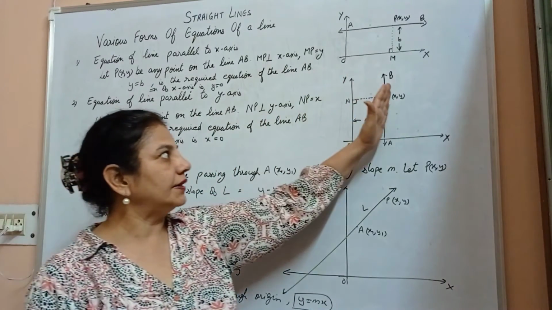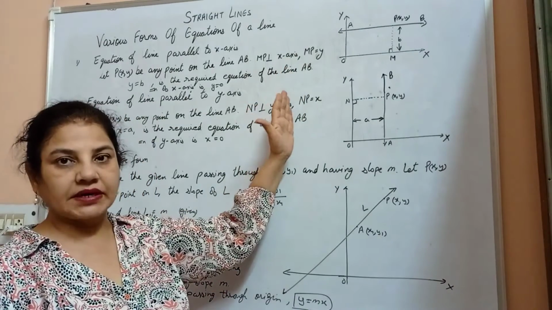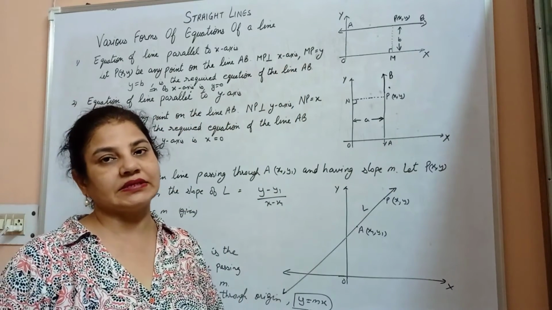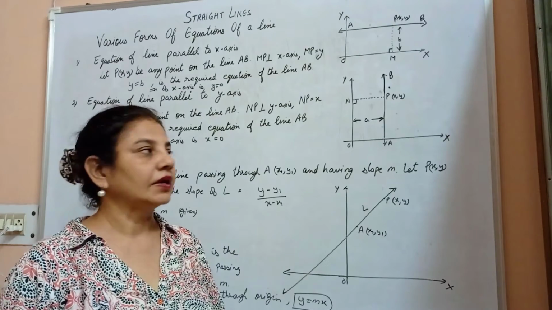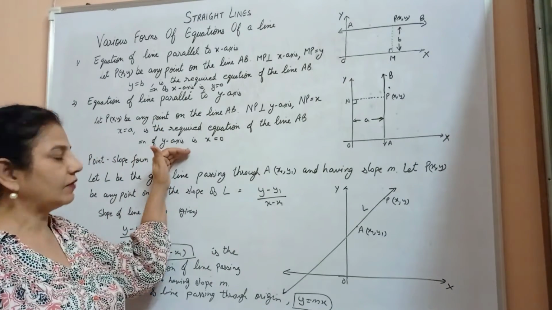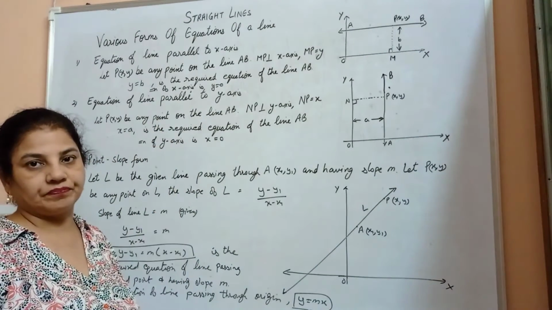And if this line is drawn in the second quadrant, then we say x is equal to minus a is the equation of the line. Now, equation of the y-axis is x is equal to 0.